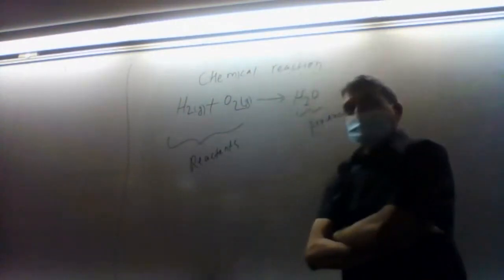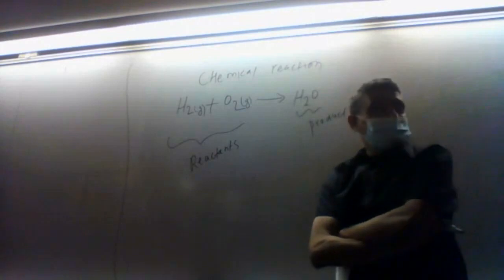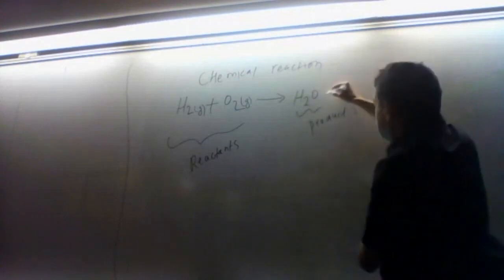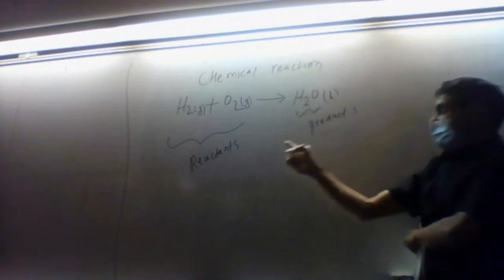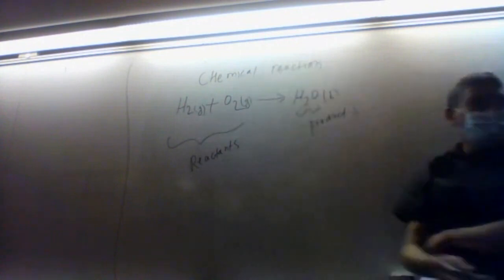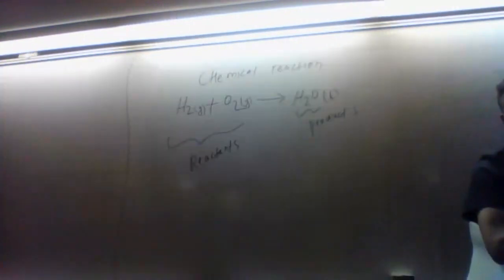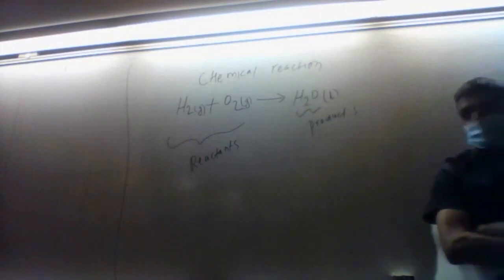So the oxygen also is in the gas phase. You'll see G at the foot of that one. Oxygen is also a gas, right? Now at the foot of the H2O, you will see L. L means liquid. Make sense? So how do you read this one? Hydrogen gas reacts with oxygen gas to give water liquid. That's how we read it. Make sense? Good.